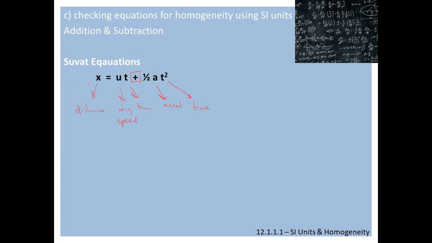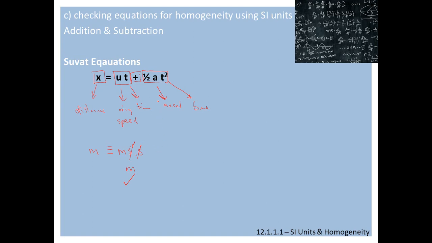Now, for this equation to work, all three sections need to be homogeneous. So whatever the units of x are, ut has to have the same units, and half at squared has to have the same units. Okay, so we're looking at x is meters, and when we compare that to ut, u is speed, so in meters per second, multiplied by time, which would just be in seconds. So the per second and the second cancel out, leaving meters. So that part is homogeneous.